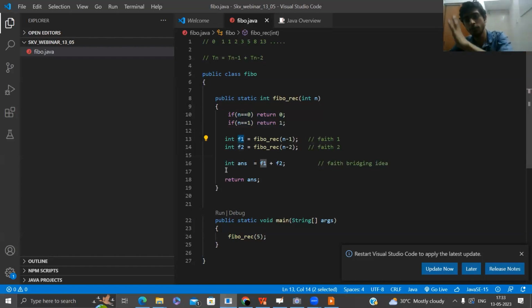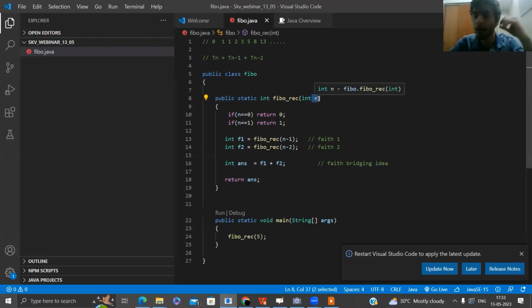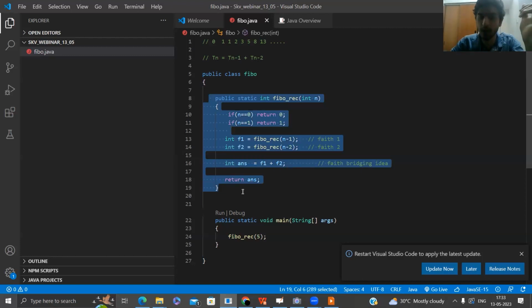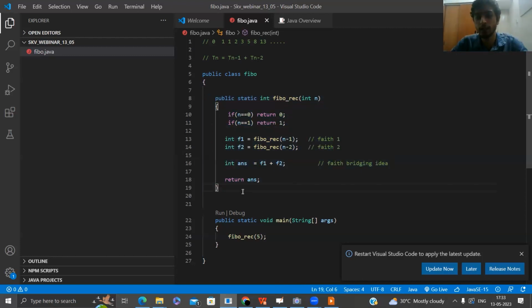Now, you kept your faith, and you had your bigger problem to solve. You had your assumption to start off with, right? The bigger problem was to calculate the nth Fibonacci, right? So you're basically going to be adding these two values together to generate your nth Fibonacci, right? And finally, you're going to be returning your answer from this method, right? So this was your recursion code.